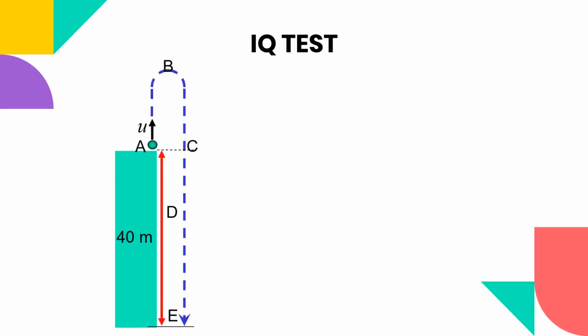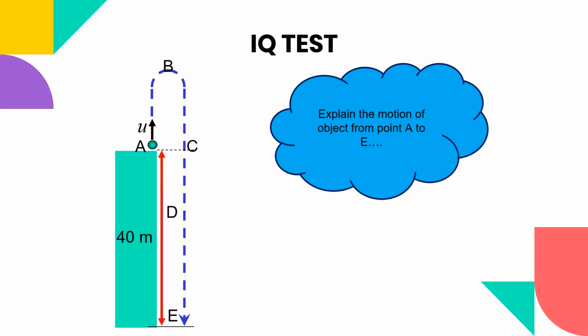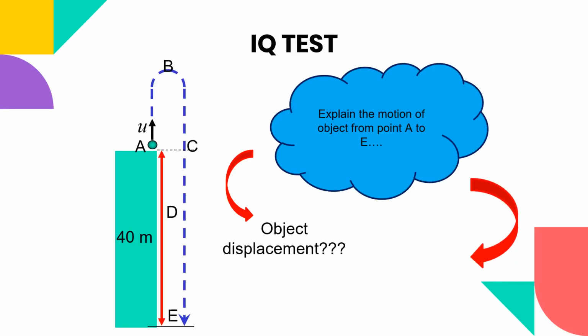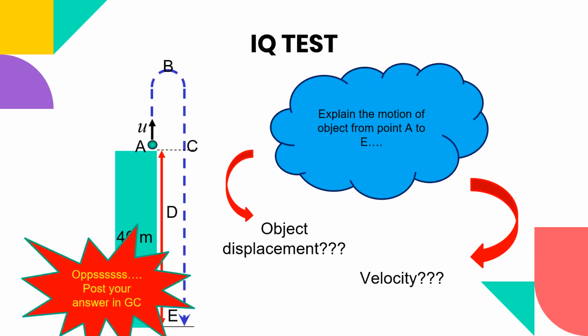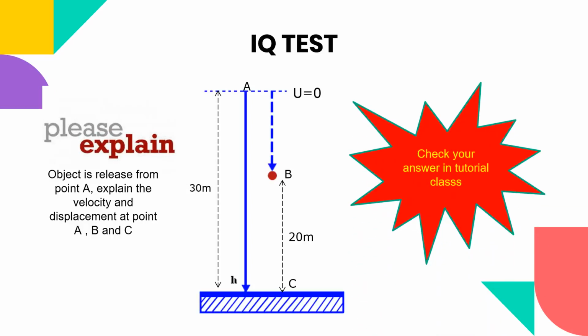Let's test our concept understanding. Explain the motion of the object from point A to E. Your explanation must include displacement and velocity. Post your answer in Google Classroom. Next questions. Check your answer in tutorial class.